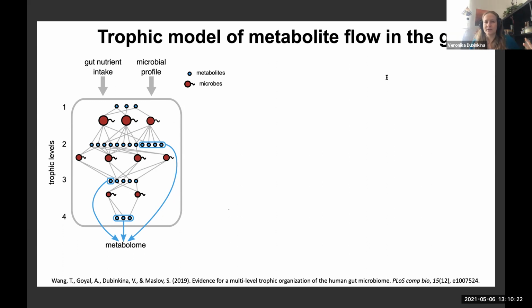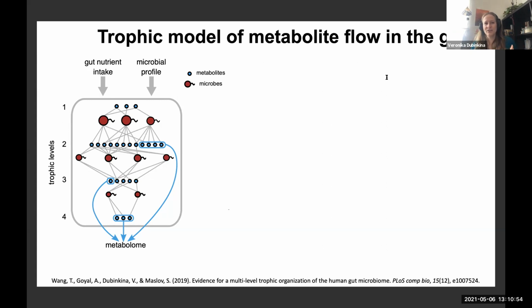We grab byproducts and allow microbes that can grow on those byproducts to consume them and produce a second round of byproducts, and so on. And on each of those steps, we actually will have a set of metabolites that are unconsumable by microbes. And this is what will be left as a metabolic output of the community eventually. And this is what we call our metabolome in the model. And we can actually go and compare those sets of metabolites to real measurements.